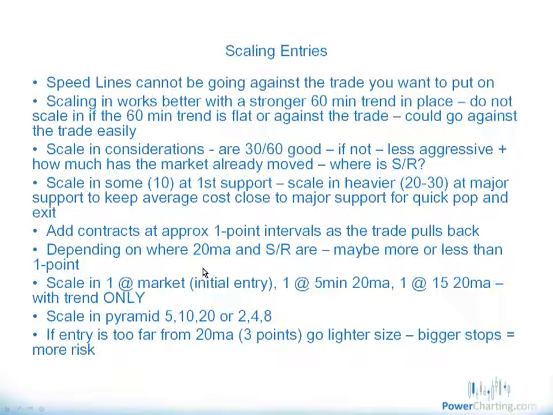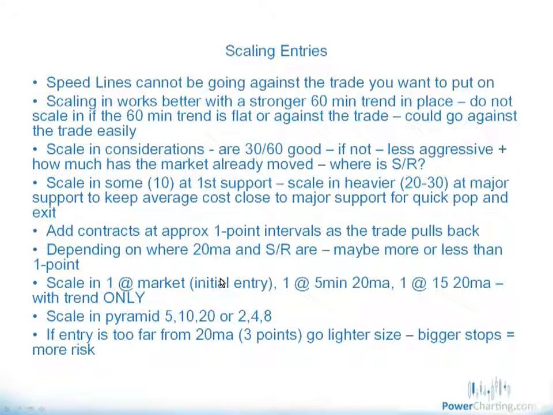Scaling in one at your initial entry, or putting in one at your initial entry, then maybe another one at the 5-minute 20-period moving average. Okay, and then maybe another one at the 15-minute 20-period moving average. Again, these are with trend only. These are just a couple of ideas. I mentioned and I talked about here that it could also be speed lines, okay?